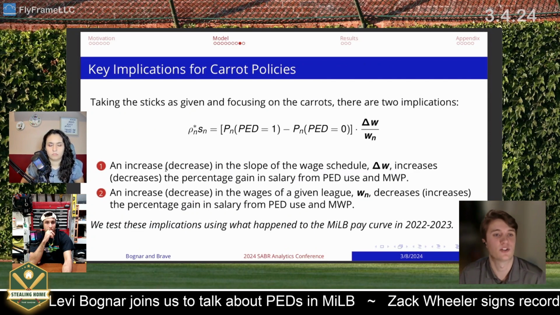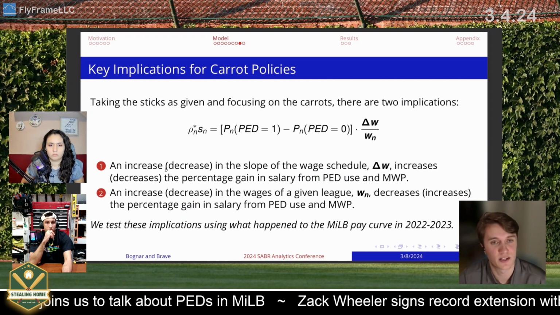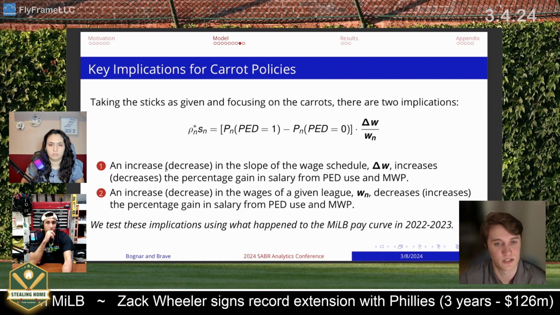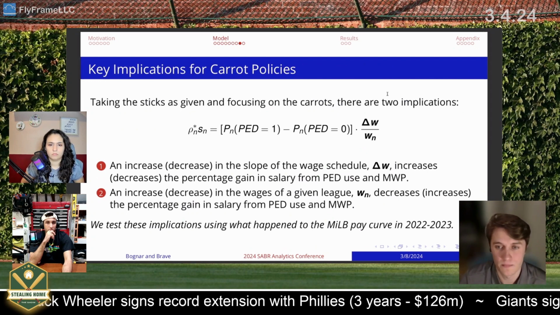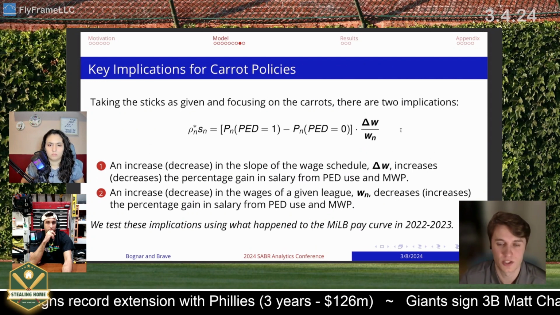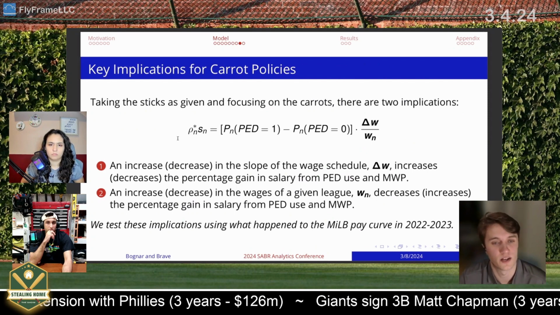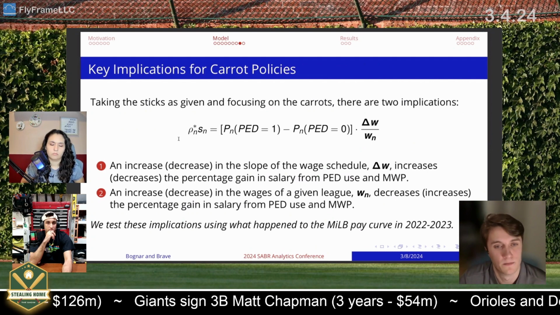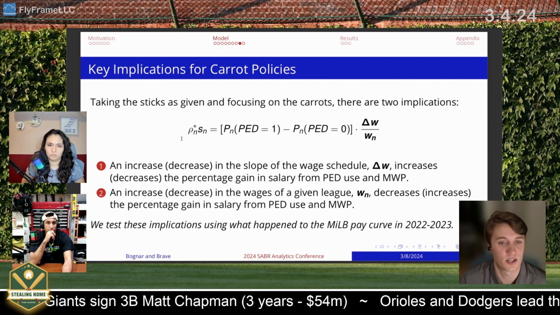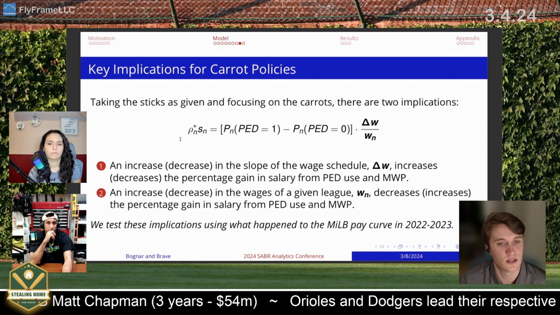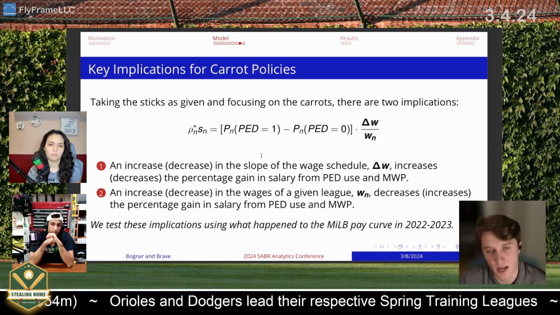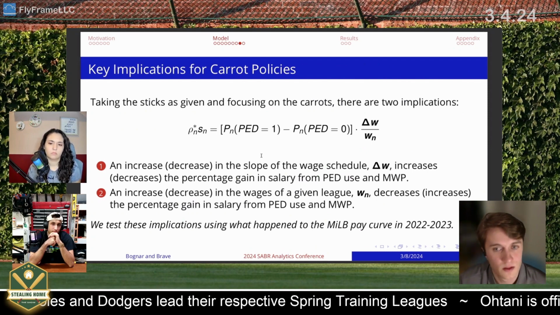And so I want to take the sticks as given and, again, highlight the key implication for our carrot policies. Now, this is the same equation we were looking at before, which is simply the marginal willingness to pay for PEDs for the marginal PED using player, where their expected percentage loss in salary for using PEDs is equal to their expected percentage gain in salary for using PEDs.